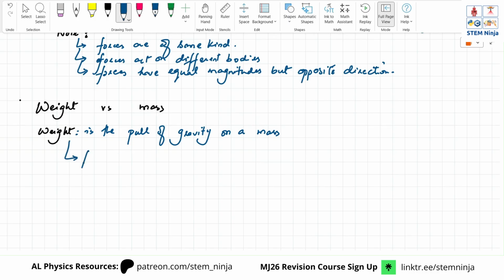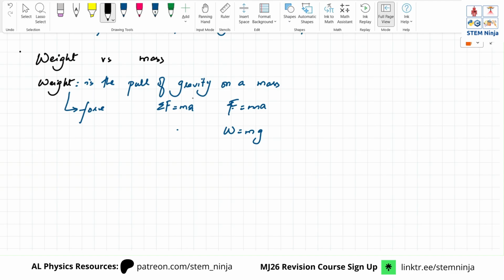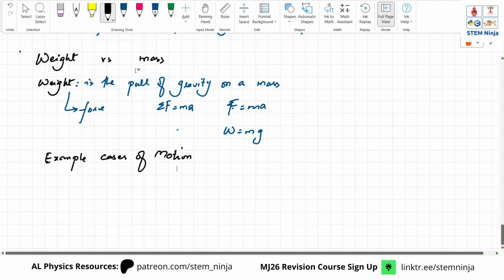So weight is basically a force. We already know that the sum of force is equal to ma, or F is equal to ma. So what should be the weight? How should we quantify the weight? Let's see an example scenario, actually example cases of motion where we need to apply Newton's laws of motion and the forces principle.